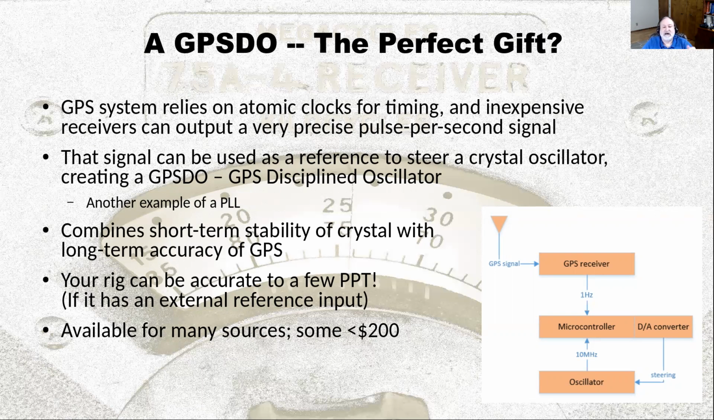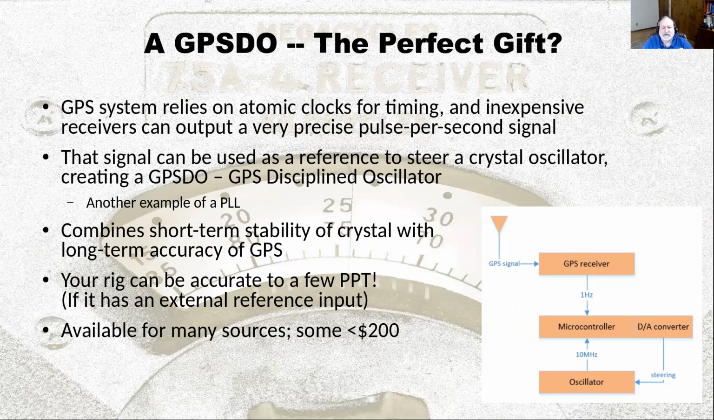We take the crystal oscillator output, divide it down to 1 pulse per second, and then compare that pulse per second with the one from the GPS and steer the crystal until they track each other. And that gives us the short-term stability of a crystal with the long-term accuracy of the GPS. With a GPSDO plugged into its external reference, your rig can be accurate to a few parts per trillion. A GPSDO is also useful as a reference for a frequency counter or a signal generator if you have a bit of a test equipment setup in your basement.